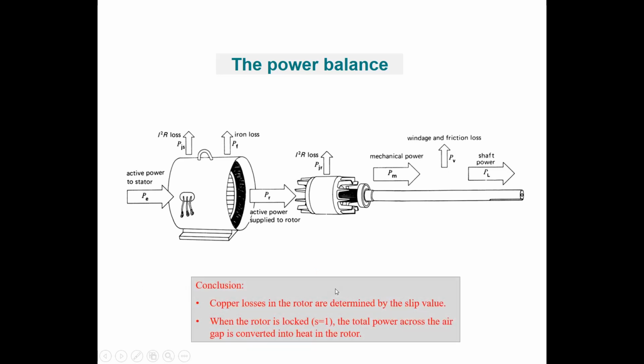Summarized, we can conclude that the copper losses in a rotor are determined by the slip. And when the rotor is locked, so when the slip is 1, the total power across the air gap is converted into heat in the rotor. That's all about the power balance and dissipation in the asynchronous motor.